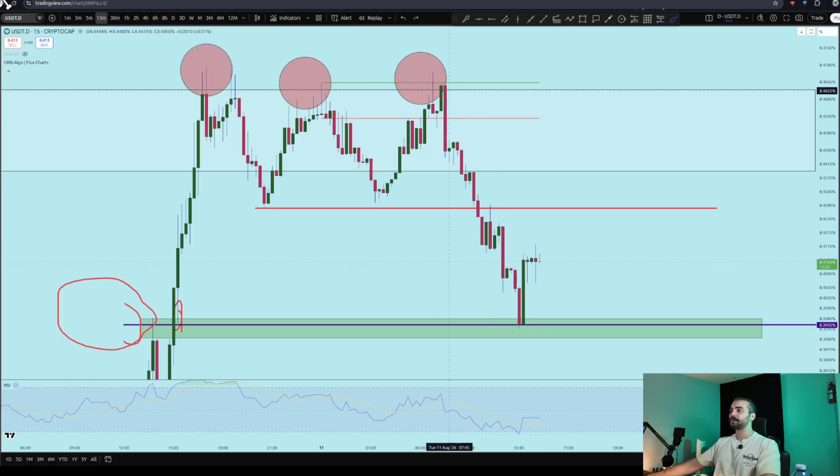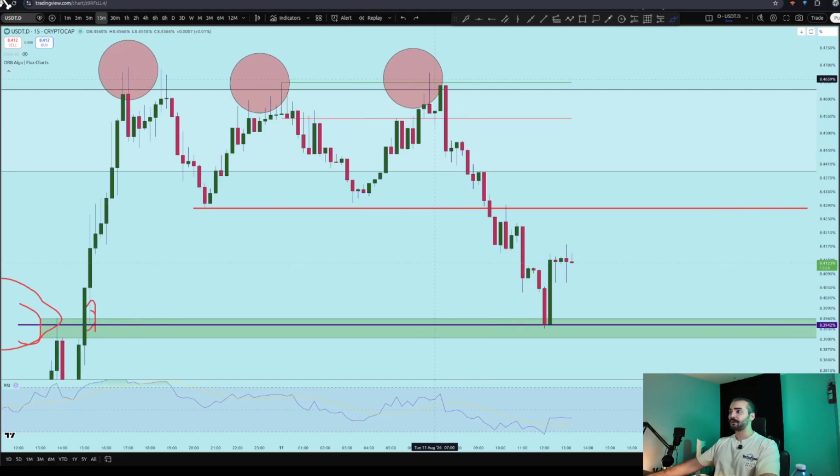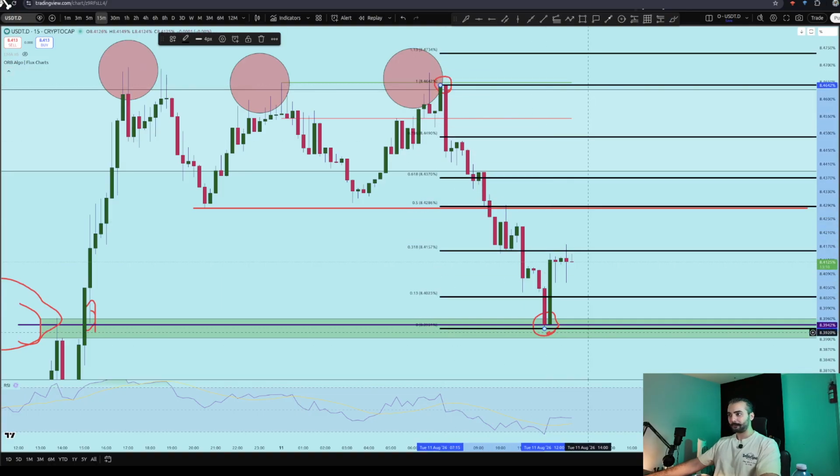All right. The first one is going to be my Fibonacci. I'm going to find where the beginning of this leg is. The beginning of this leg is here, and the end of it, the bottom, is here. It started from here all the way down to here. I'm going to draw a Fibonacci here from the top to the bottom.